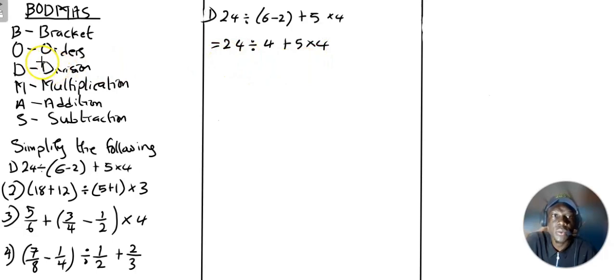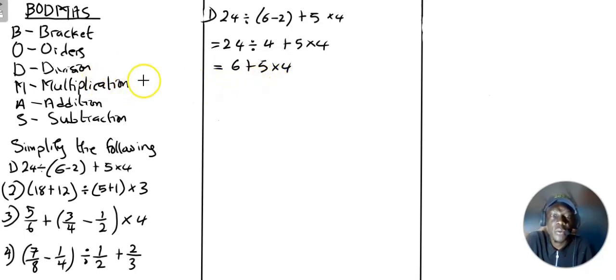After bracket, what's the next thing? We have others. There are no other signs here or any other forms of questions here. Then the D stands for division. So let's solve the division sign. 24 divided by 4, that will give us 6. Then plus 5 times 4.